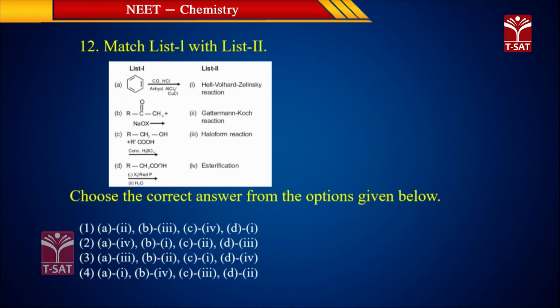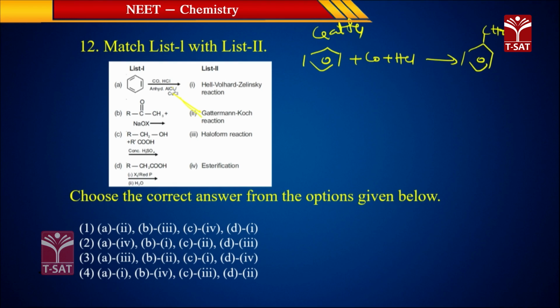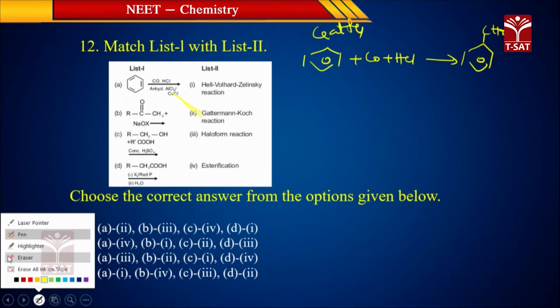So first one is CO, HCl. You will be getting here benzene with CO, HCl, benzaldehyde you will get. This is called the Gattermann reaction. Means 1 is there for 2. Option 1, A option is there with 2.